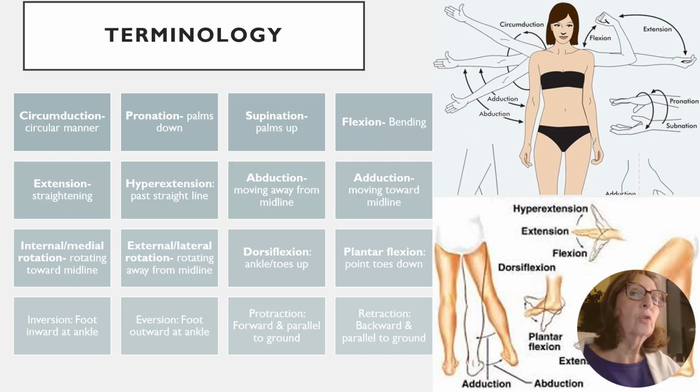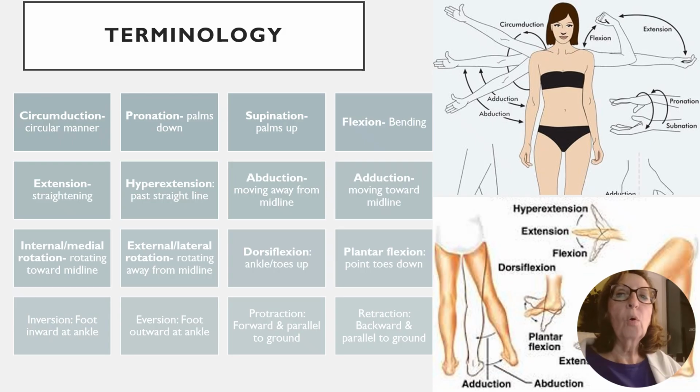Dorsiflexion, your ankles or your toes are pointed up. With plantar flexion, your toes are pointed down. For inversion, you're looking at the foot and it turns inward so that the big toes meet, turning inward at the ankle. Whereas eversion, they're turning outward from the ankle.